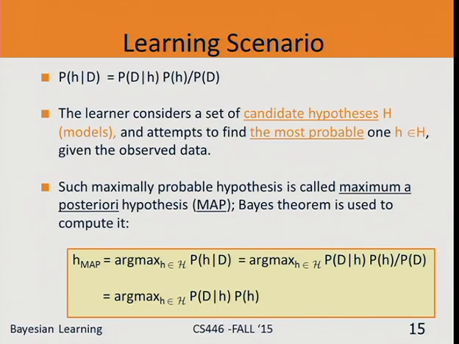So H MAP is the argmax over all H of P of H given D. Using Bayes' rule, it's argmax of P of D given H times P of H divided by P of D, and it's argmax of P of D given H, P of H. So I drop the denominator. Why is it okay to drop the denominator? It's the same for all the fractions that I'm comparing here, right? H doesn't depend on it, so I can drop it.